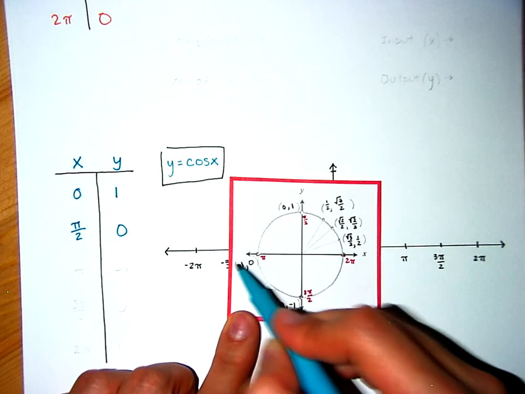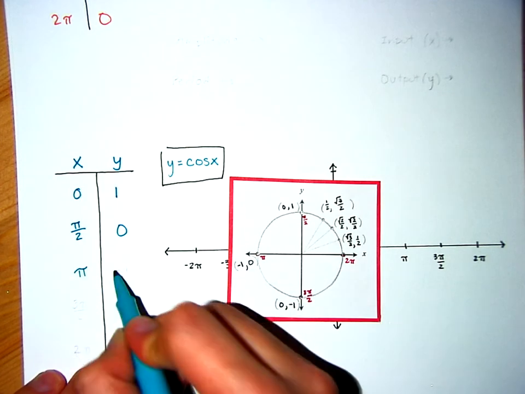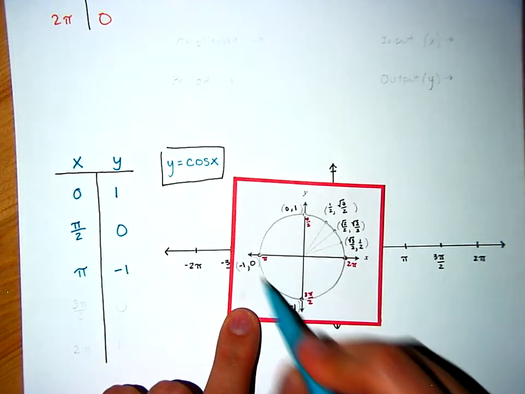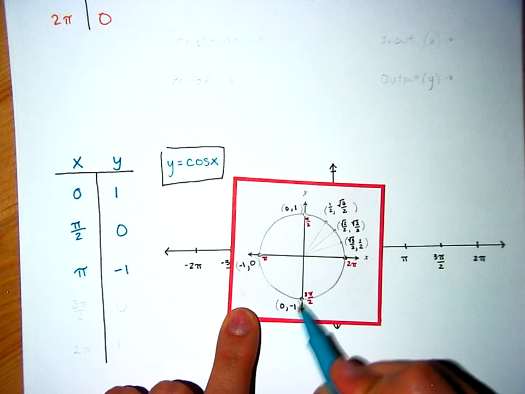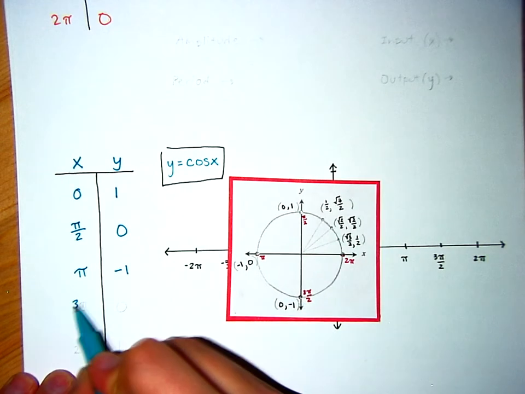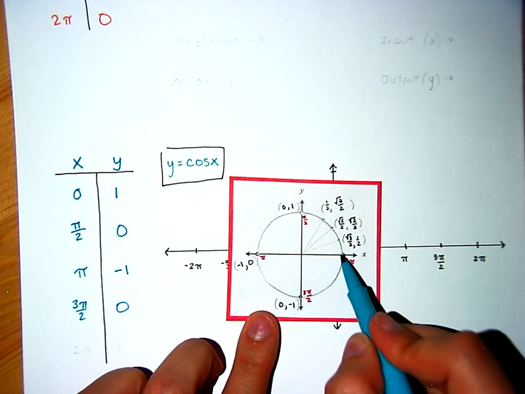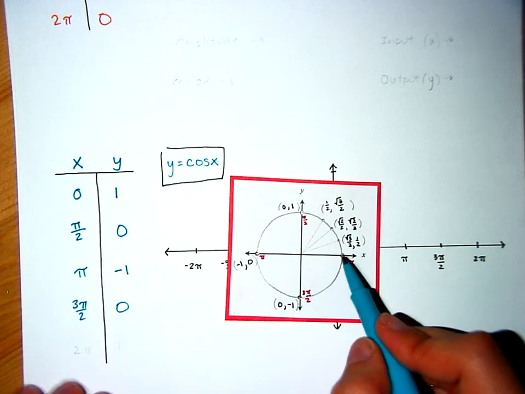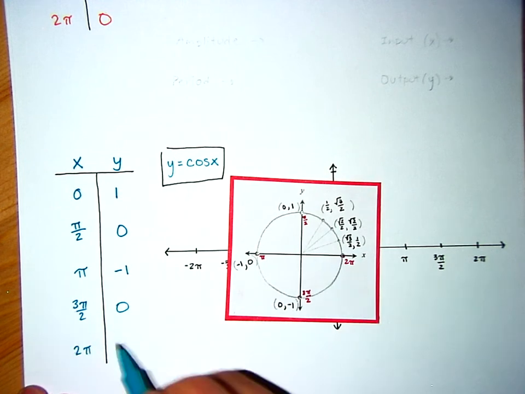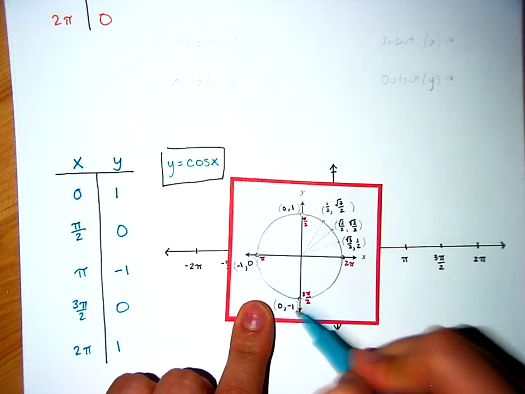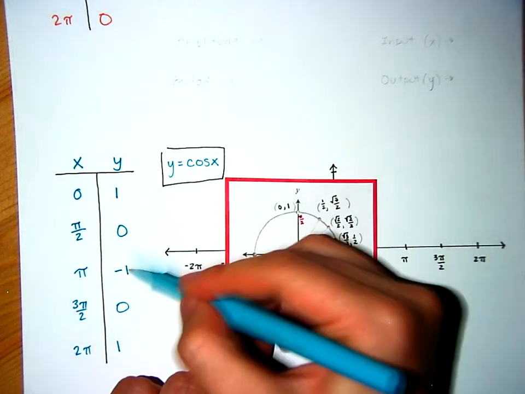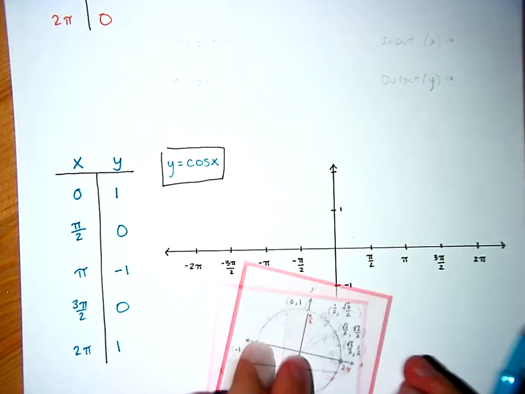Our cosine is negative 1, so pi is negative 1. We come down to 270 degrees, and it's 0, so 3 pi over 2 is 0. And then cosine of 2 pi, or 360 degrees, is going to be 1. So again, I'm just using the values on my unit circle, and those x values are the cosine right here.